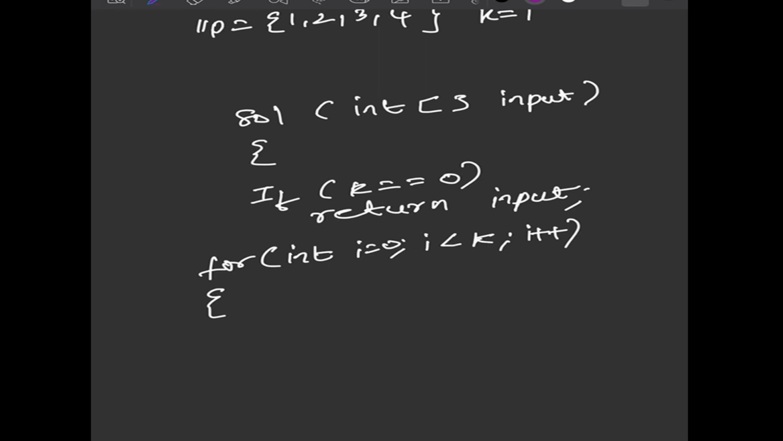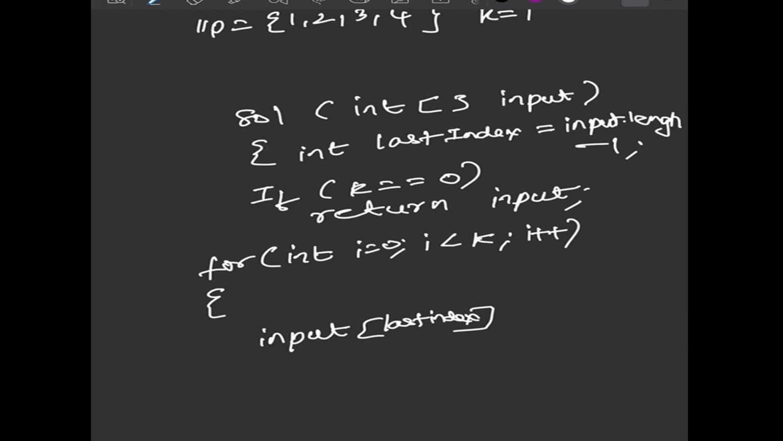The next question is, how do we rotate it? Every rotation involves taking the element at the last index of the array. And how do we access this last index element? We can have it as a variable. Input.length minus 1 will give us the last index of the array.